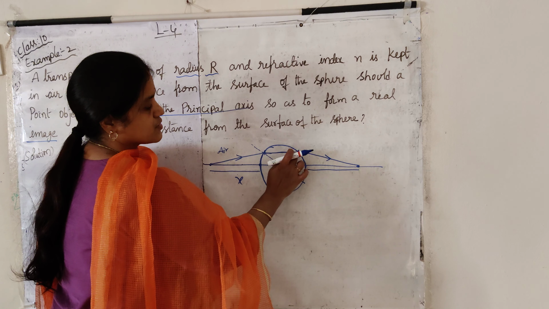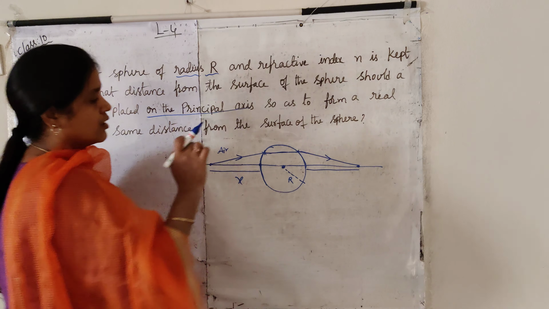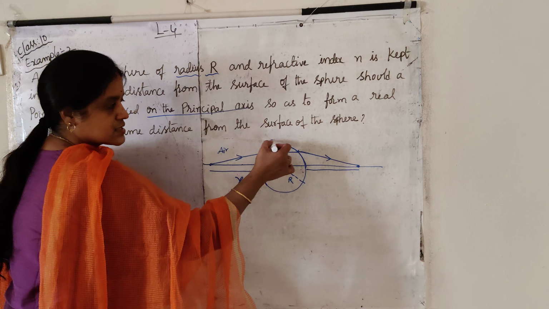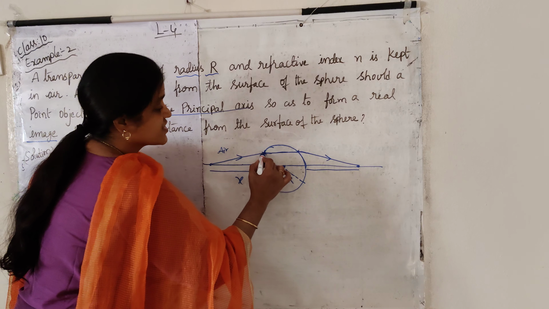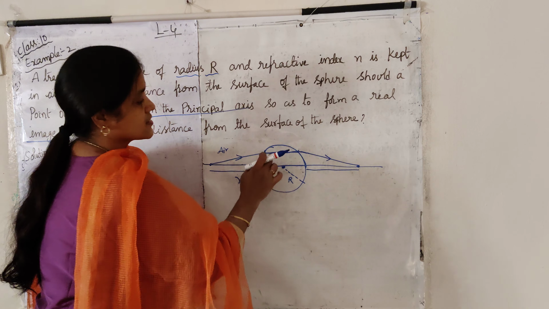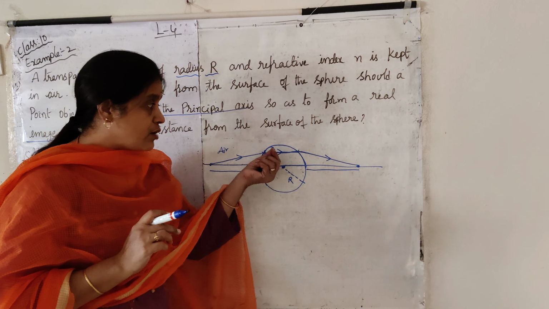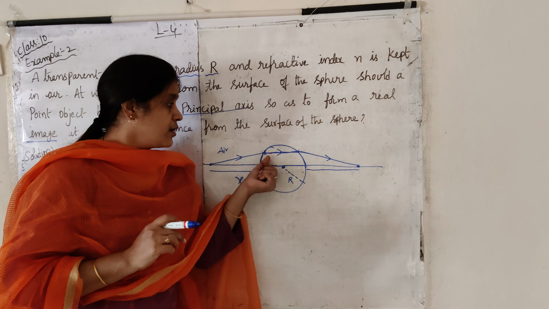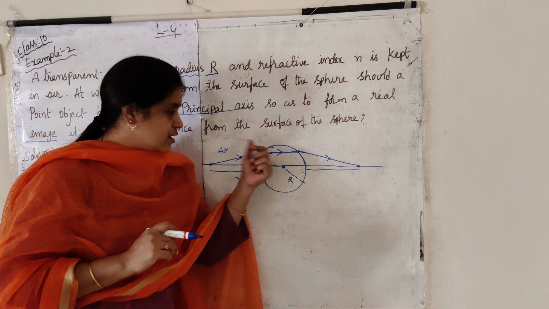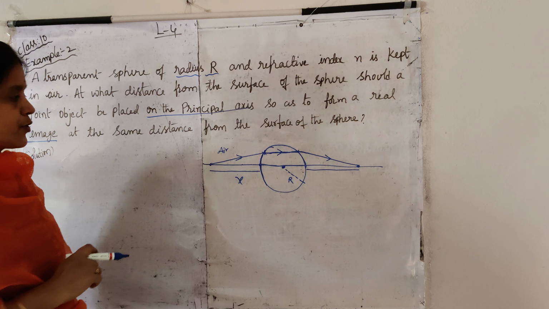So like this, you must complete the light rays. So in the transparent sphere, the light ray travels parallel to the principal axis. This part is very, very important. To find out why the light ray travels parallel to the principal axis, for that I gave this much explanation. Okay, clear? Now we'll start the problem.